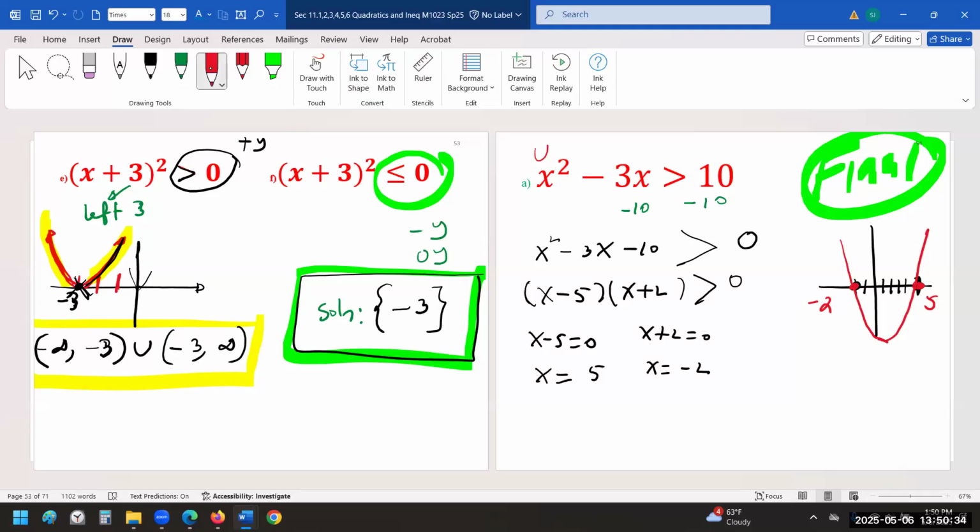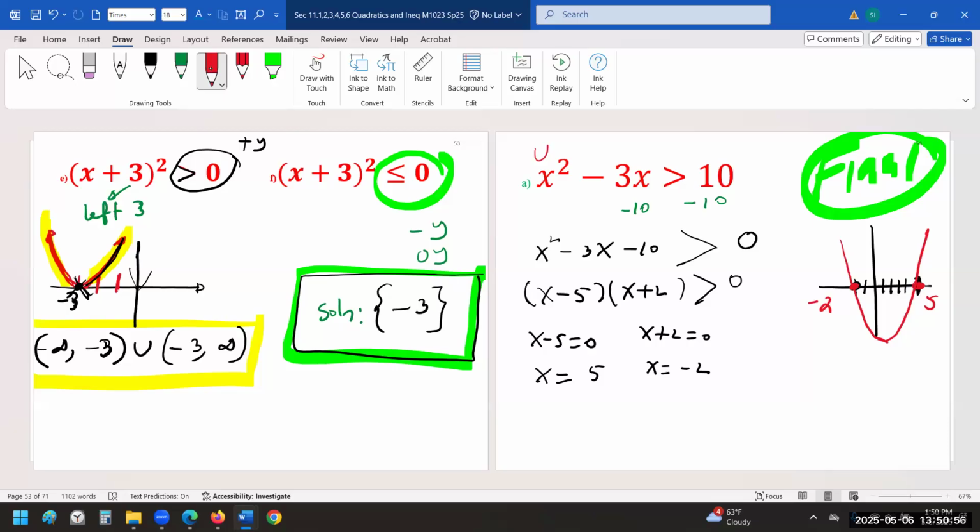With this one, I just guessed it. Here's the vertex, I don't know. I just guessed it. The main idea is we have an upward parabola with x-intercept negative 2 and positive 5. No, because you're solving inequality. Now we are looking, question?